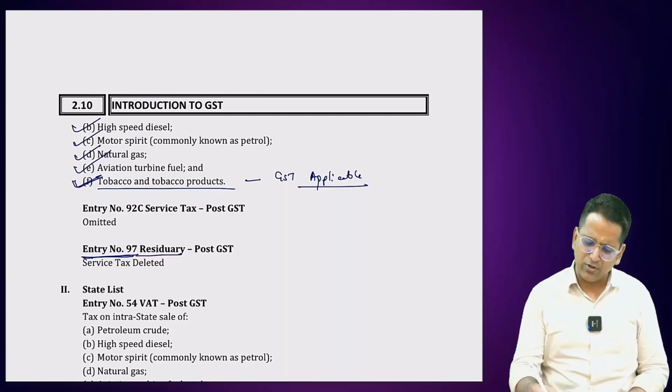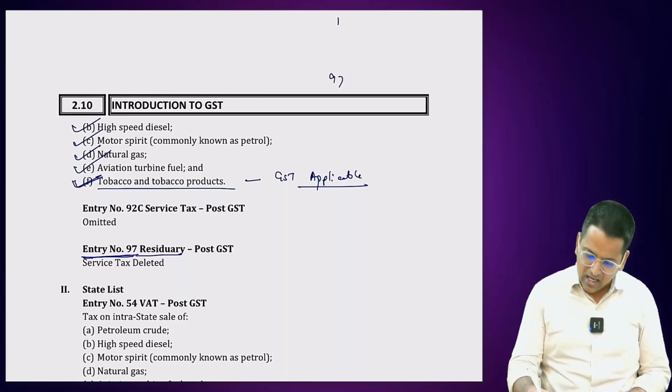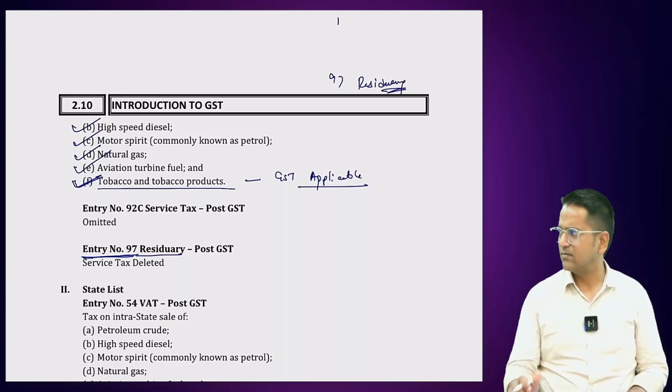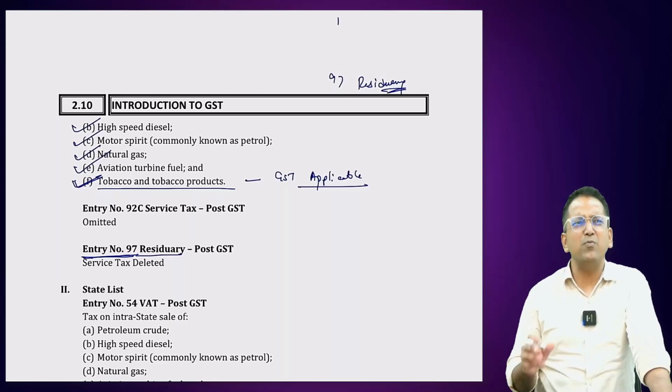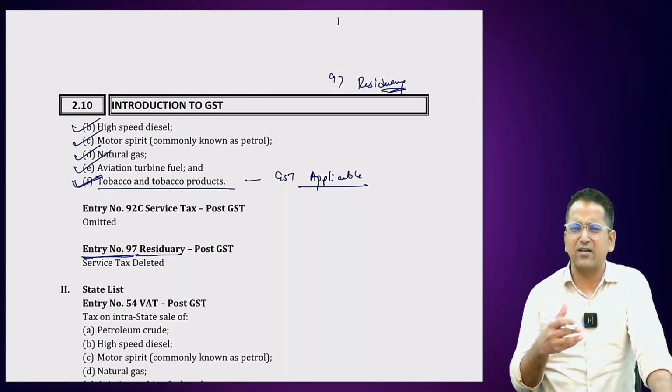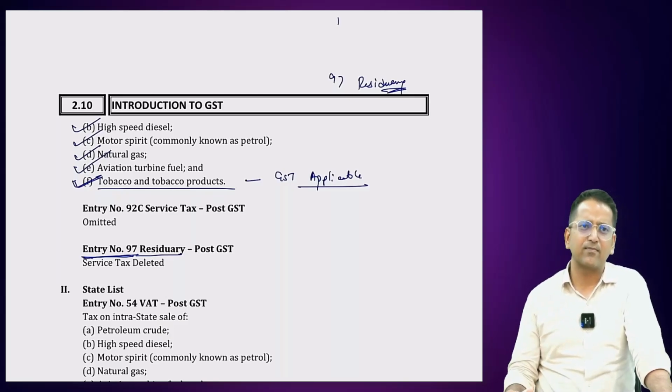I told you how many entries are there in the Union List: 1 to 97. The heading of 97 is residuary. Residuary means anything that was left over, like small miscellaneous revenue sources. All of them are lumped into this.